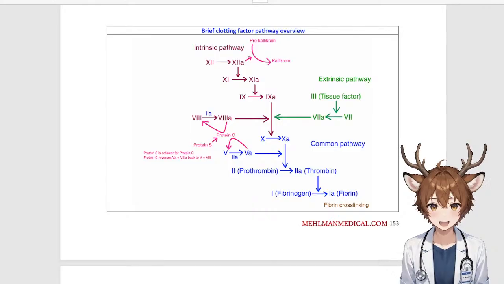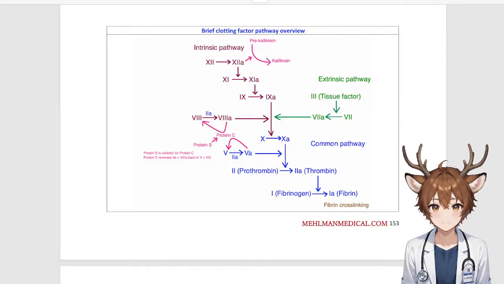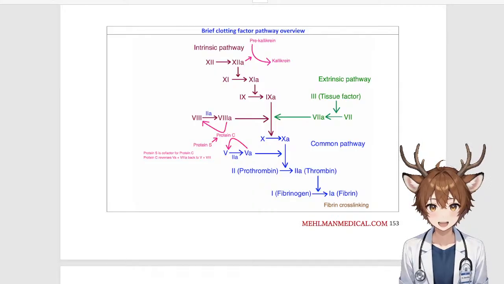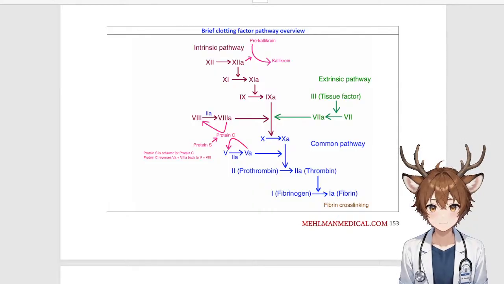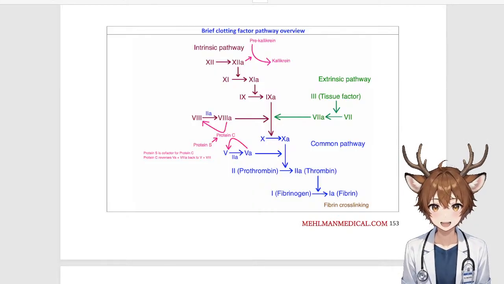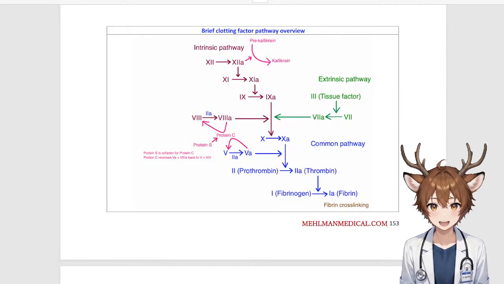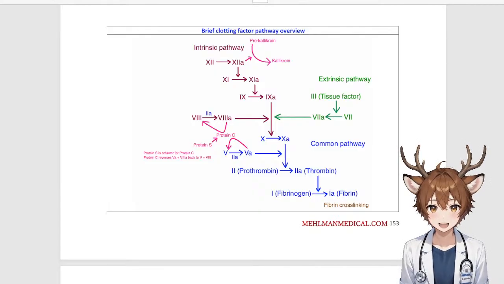Okay, so let me read this out. 12 becomes 12A by a contact activator. The 12A helps convert 11 to 11A. The 11A helps convert 9 to 9A. And the 9A helps convert 10 to 10A. The 10A converts prothrombin to thrombin. So that's how the intrinsic pathway merges with the common pathway.